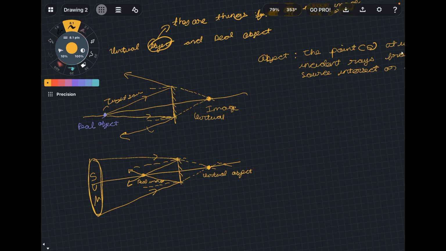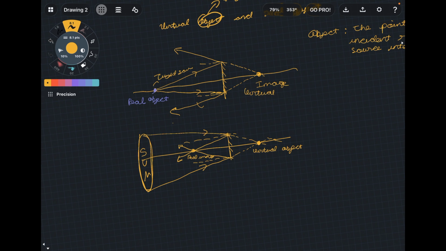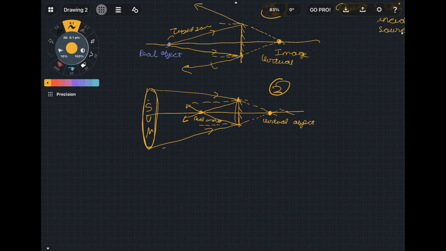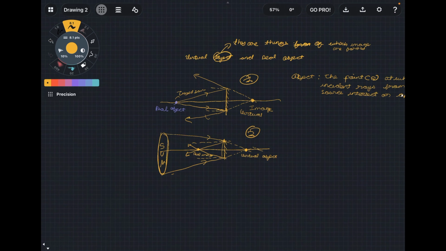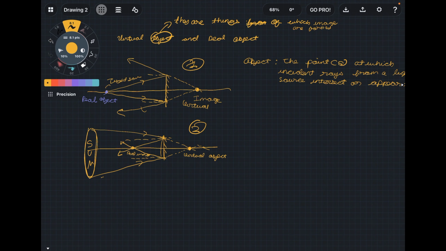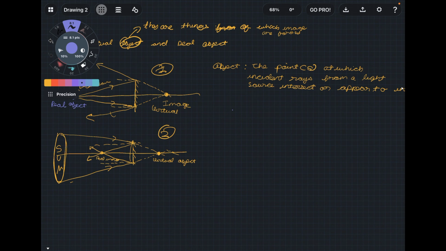So from there, if you notice here, the incident rays are coming in a converging fashion onto the mirror, and here the incident rays are coming in a diverging fashion onto the mirror. And that is possible because the light source that we have is smaller than the mirror in case 1, and in case 2, the light source we have is much bigger than the mirror. That's why it's coming in a converging fashion. So using all these little thought experiments that we are doing, we can conclude the following.